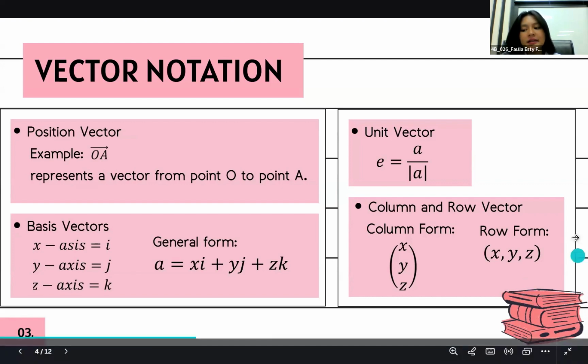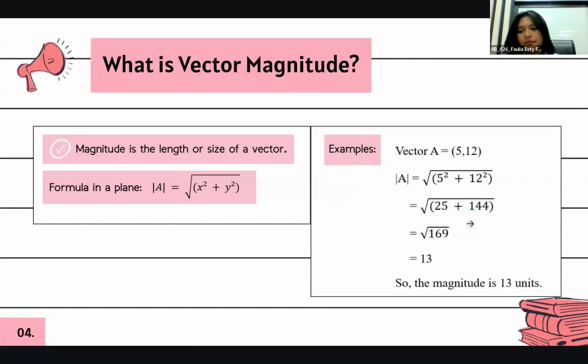Next, let's learn about vector magnitude. Magnitude is the length or size of a vector. For example, vector 3, 4. What should we do to find the magnitude? Square and add, Miss. Correct. So, 3 squared plus 4 squared equals 25. The square root of 25 is 5. So, the magnitude is 5.